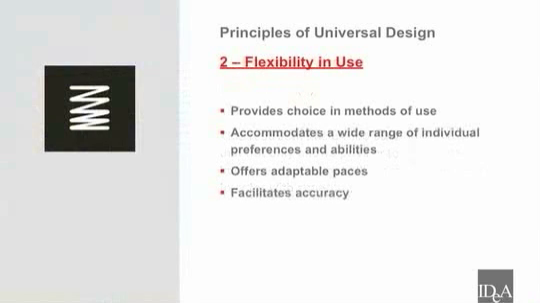The second principle is flexibility in use. And in this case, we're looking for systems, products, environments, even communication methods that provide choice in methods of use, that accommodate a wide range of individual preferences and abilities, that offer adaptable paces, and that facilitate accuracy.